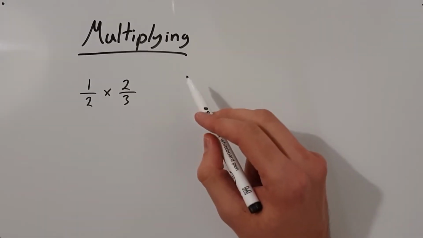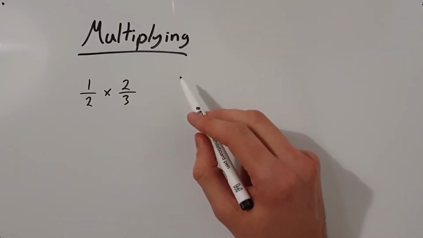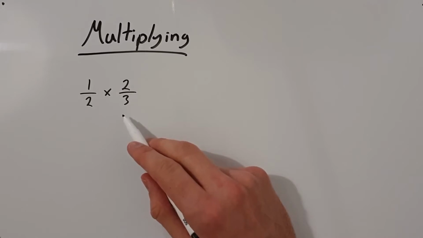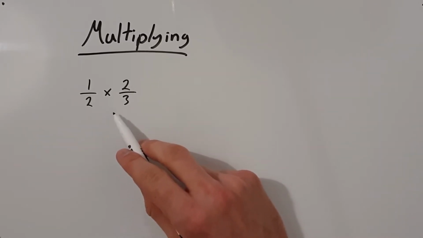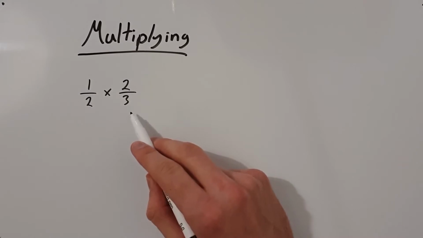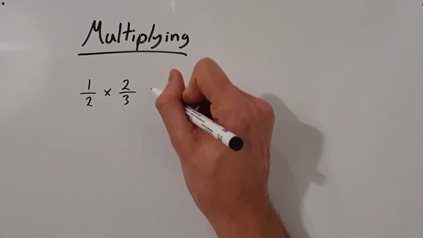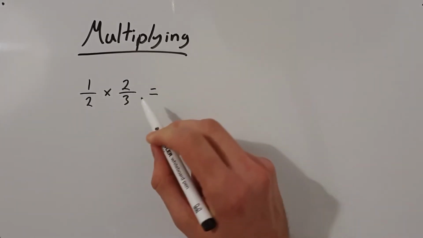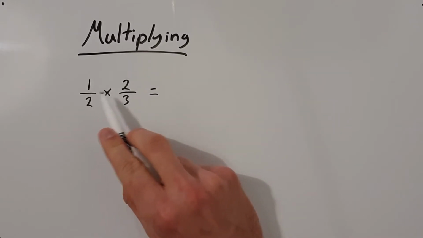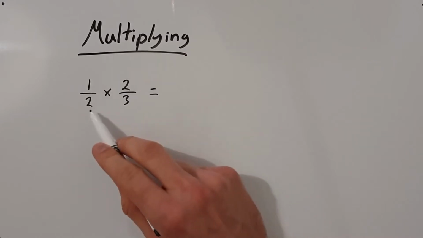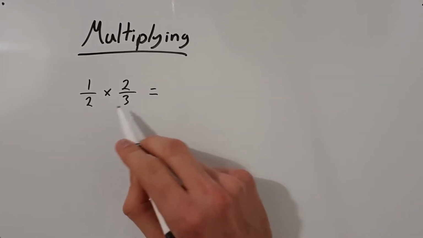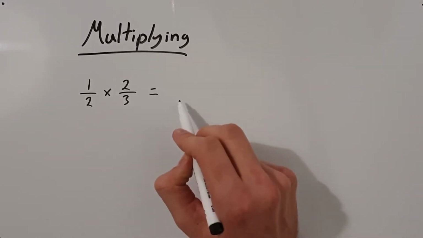Okay, so let's get straight into multiplying some fractions then, and I've got the example right here. So we've got a really easy example to start with. We've got 1/2 multiplied by 2/3. And when we're multiplying fractions, it is really easy because all we do is we take the numerators and we times them together, and that gives us our numerator. We take the denominators and we times them together as well, and that gives us our denominator.